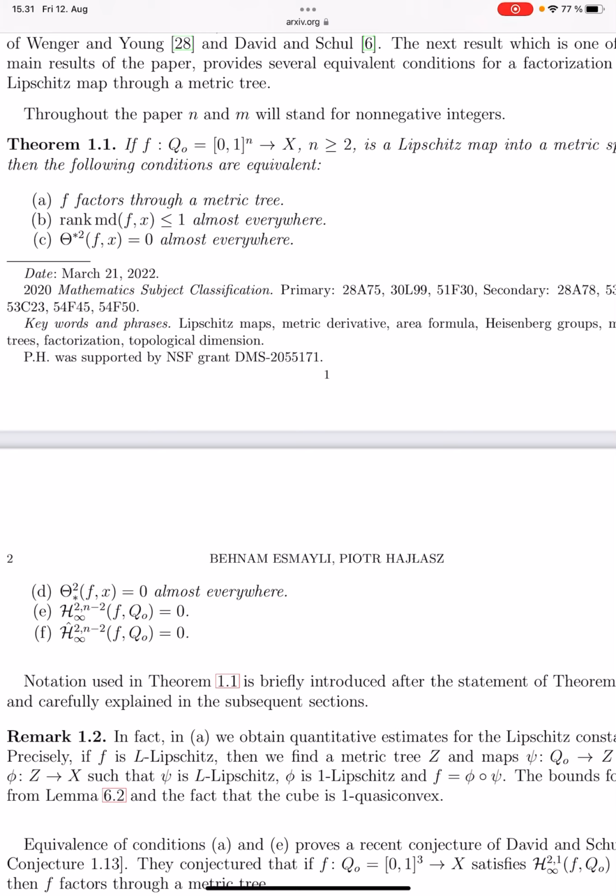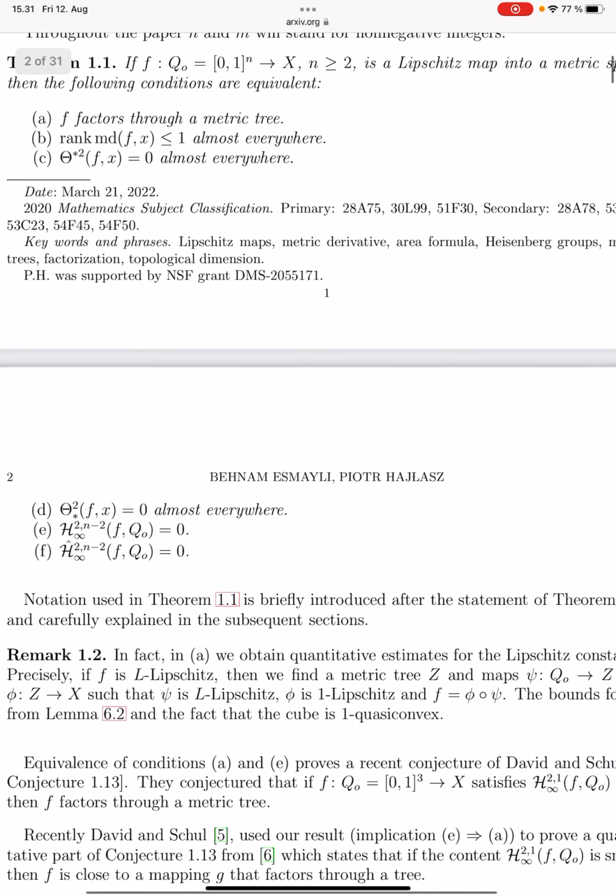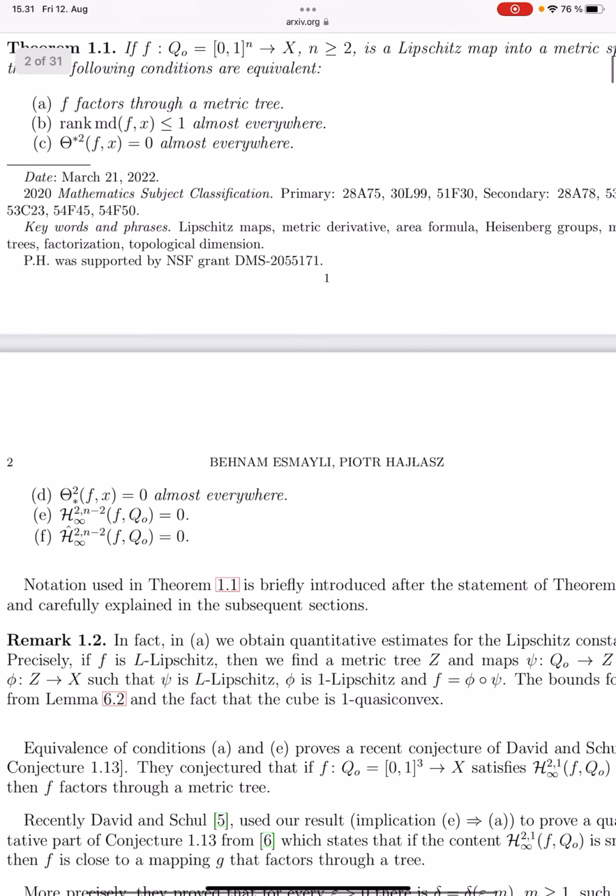If the rank of the metric derivative is less than 1 almost everywhere, if this density, which is kind of a Jacobian, is 0 almost everywhere, and the other quantities are also some metric quantities similar to this h2 and h2 hat, are quantities very, very similar to how Hausdorff measures are defined. And we say that the function will factor through a metric tree if and only if these quantities are 0. So say 5 equivalent conditions to when you can break a map into factoring through a metric tree.